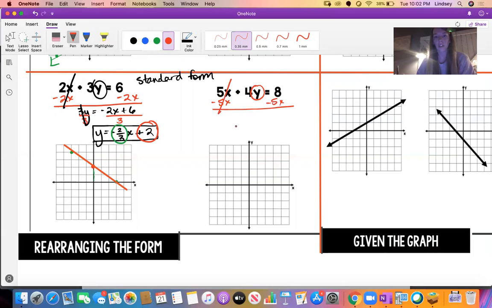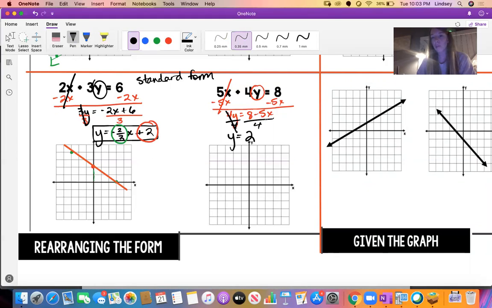This one's probably not going to come out as even. All right, I'm left with 4y equals, this time I'll change it up, 8 minus 5x, so you can see it both ways. Okay, so then I'm going to divide by 4. Divide by 4, those cancel. I'm left with y equals a positive 8 divided by a positive 4, which is going to be 2.